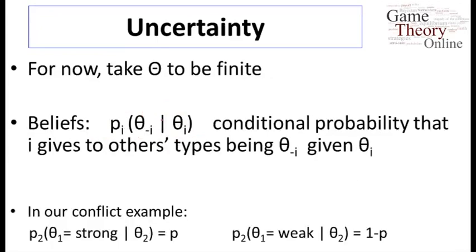So in particular, in our conflict example, for player 1, the conditional distribution was degenerate. They always knew what was going on. But there we saw player 2 only had one type, and we encoded things. They had a p probability that player 1 was going to be strong, and a 1 minus p probability that player 1 was going to be weak. So there was a very simple structure in terms of what player 2's beliefs were, and that was encoded just in terms of this p and 1 minus p probability of player 1 being either weak or strong.